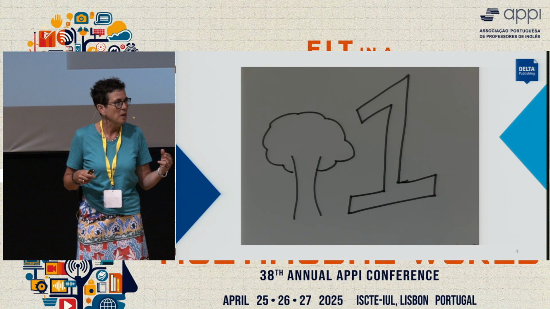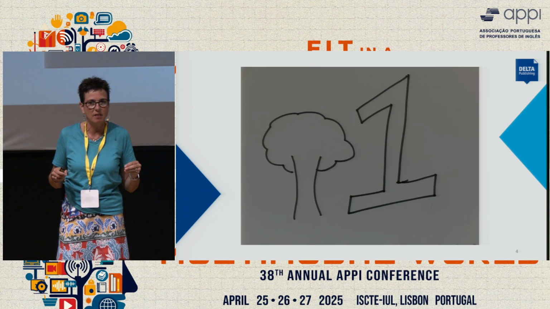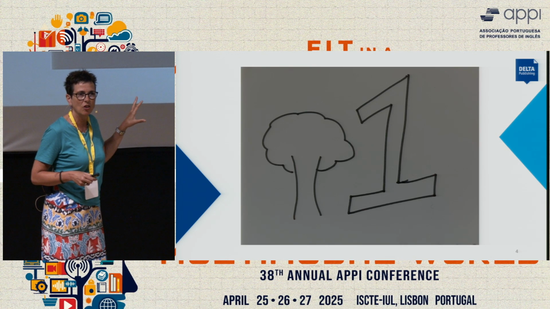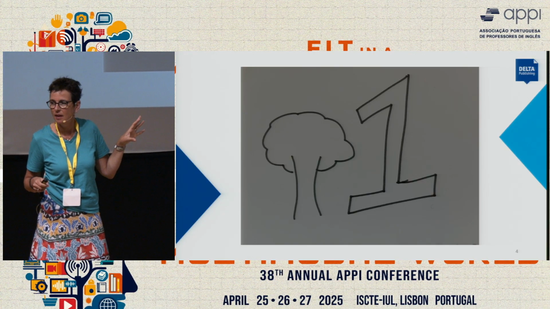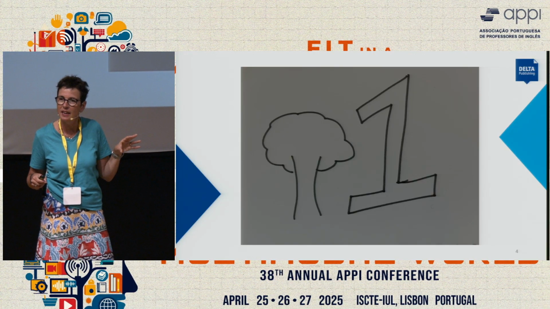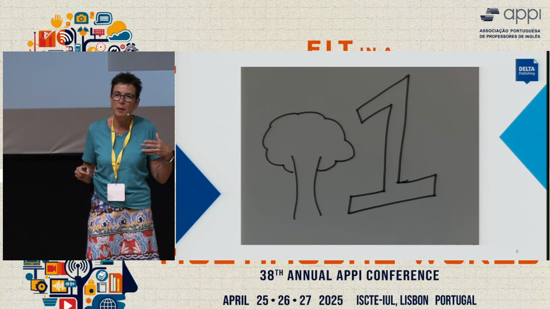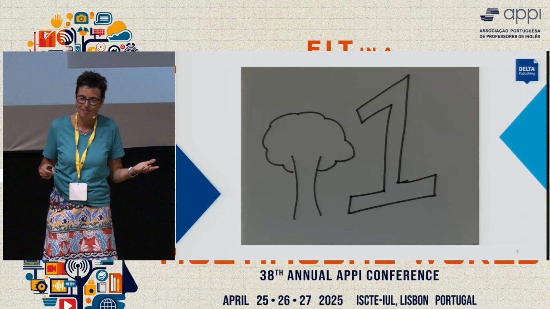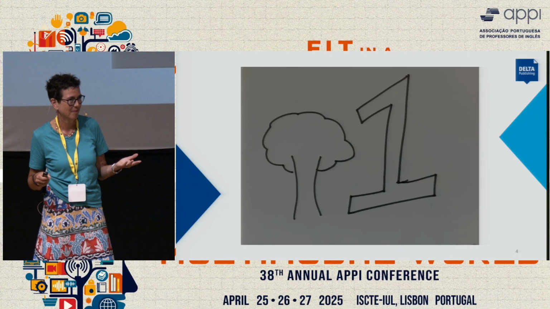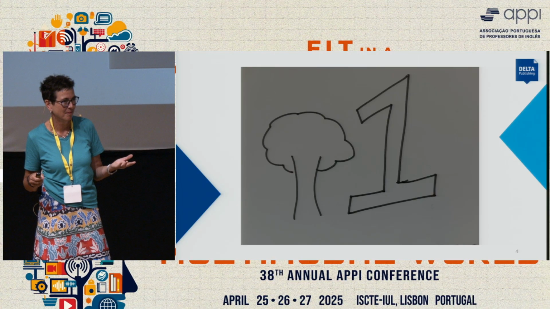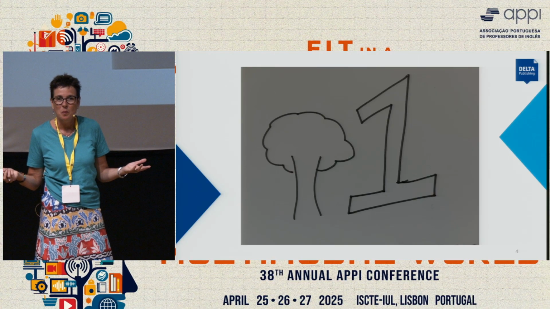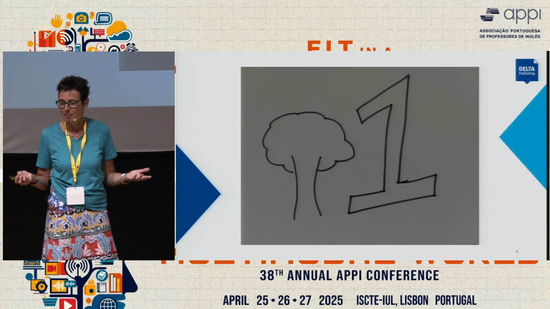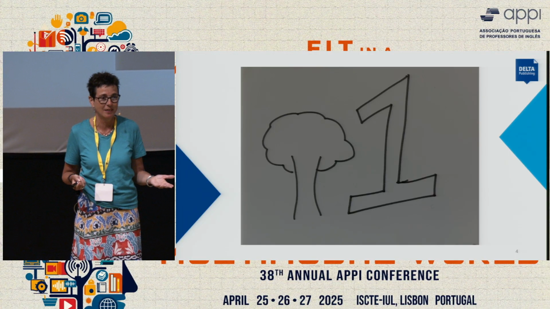So, as I mentioned, the instructions were things like draw a car, draw a man. What do you think the instructions were here? Draw a tree, and then draw a bigger one next to it. I think this is brilliant.